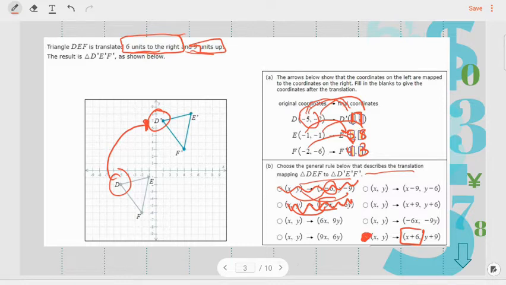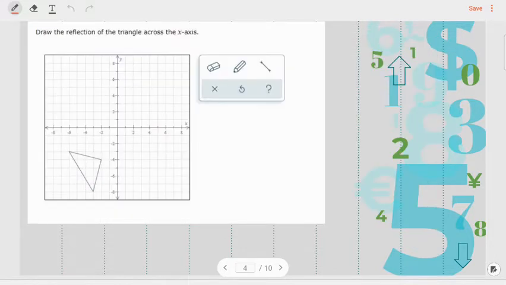So we're just looking literally right here. 6 units to the right means I'm going to add 6 to the X values, and up 9 units means I'm going to add 9 to the Y values. And if it had been down instead of up, it would have been subtraction. If it had been left instead of right, it would have been subtraction as well.